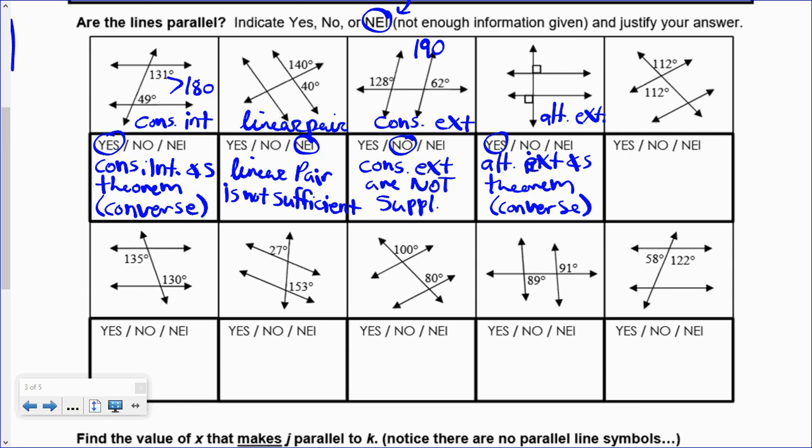Okay, what about the last one? What kind of angle pairs? Those are vertical, right? So do I have enough information to prove that the lines are parallel? No, I don't. So you would circle "any" and just say vertical angles are not sufficient.